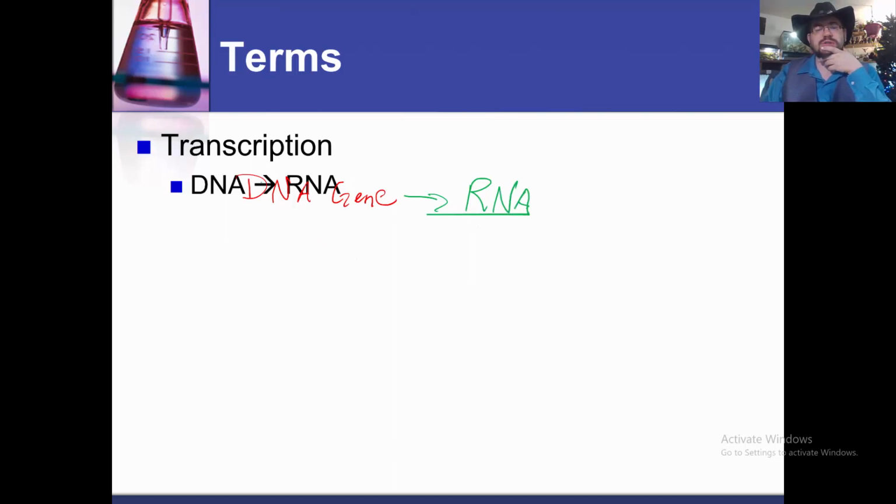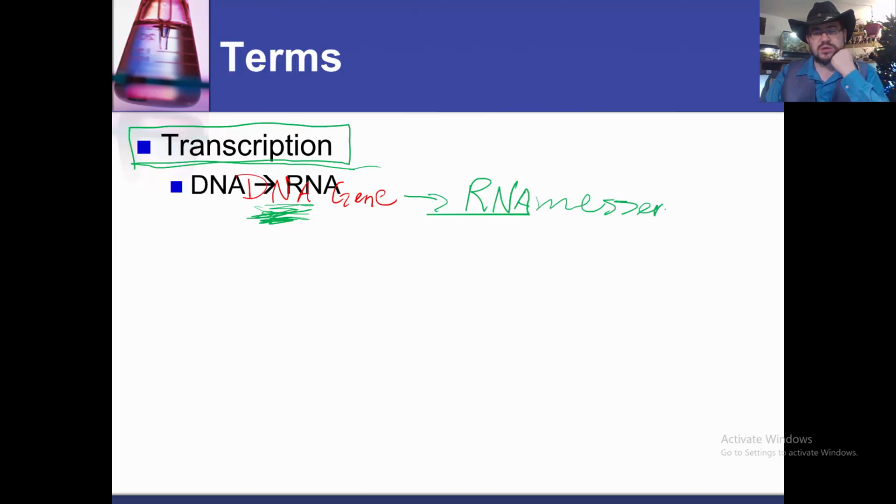So this is transcription. When you transcribe something, you are copying it, using the same language. Here we're copying using the same language, nucleotides, so we are using nucleic acids. We're copying a DNA gene into an RNA messenger. You might remember this from way back as messenger RNA. Its whole job is to take the genetic information from the nucleus to the ribosome, where that genetic information will be used to construct a protein.